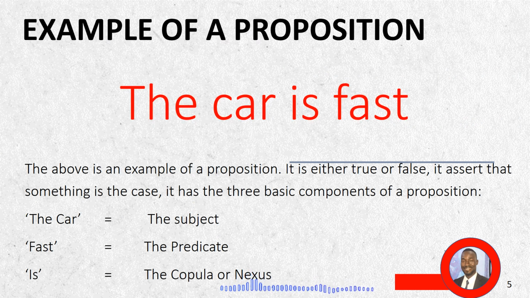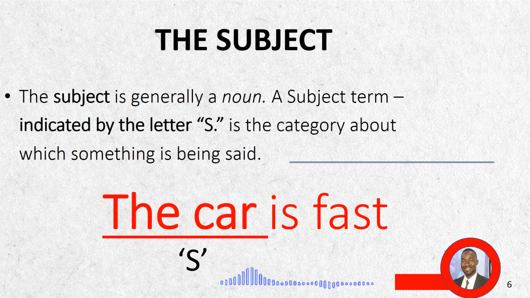Let us look at the statement, the car is fast. The above is an example of a proposition because it is either true or false. It asserts that something is the case, and it has the three basic components of what a proposition is. For instance, the car here is the subject. Fast is the predicate. Is is the copula or nexus. In our example, the car is fast.